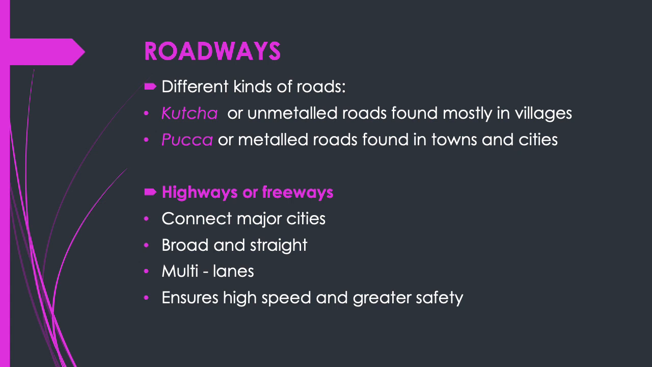Developed countries have a network of highways or freeways connecting major cities. These are broad and straight roads, and each road is divided into two parts. One part is for traffic moving in one direction and the other for traffic moving in opposite direction. So these are called different lanes. They are multi-laned roads. Such roads help in getting higher speeds, and they are also safe to travel on.